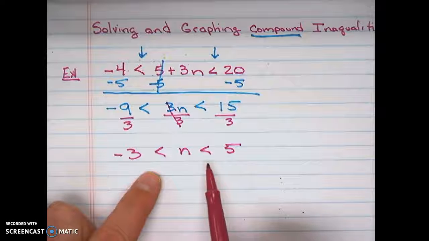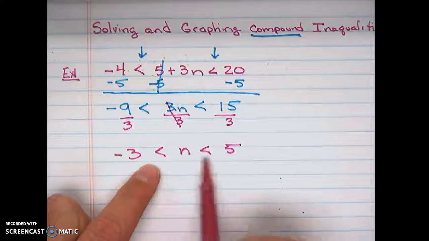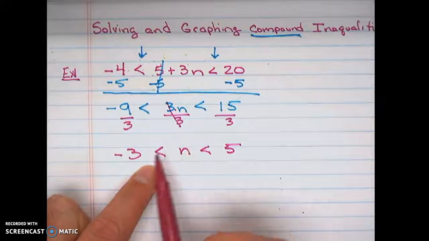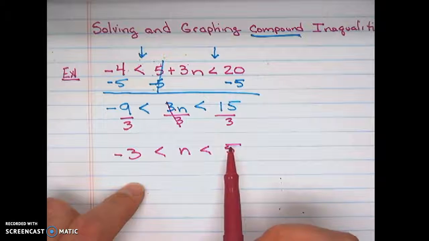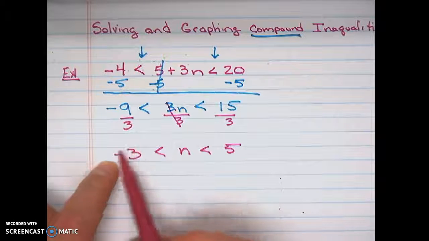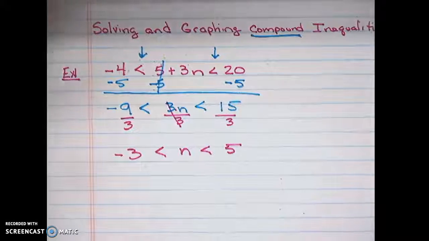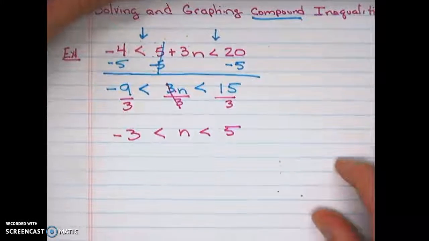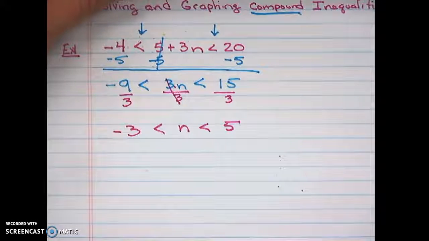Now at the end here, we're always going to want these signs to be less than. You always want your numbers to go smallest to biggest. So negative 3 is the smallest, 5 is the biggest. This is something we didn't talk about last week, which is why some of your answers look different, and we'll see an example in the next one.